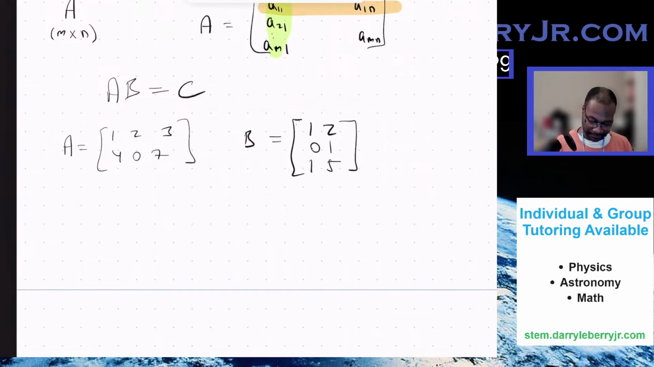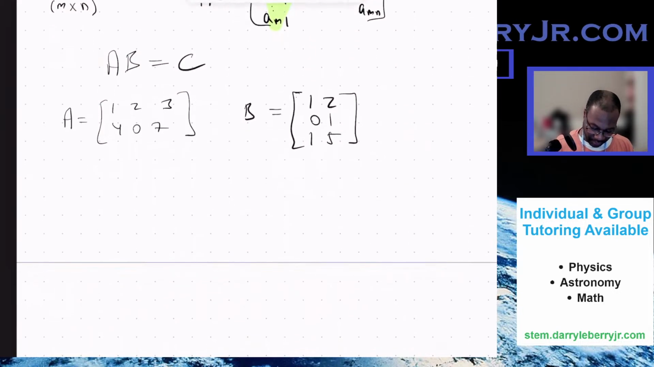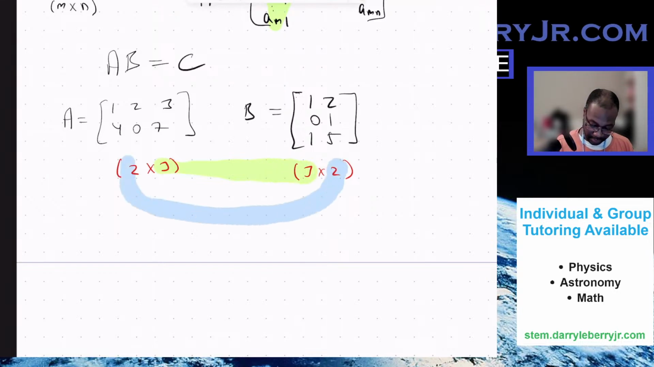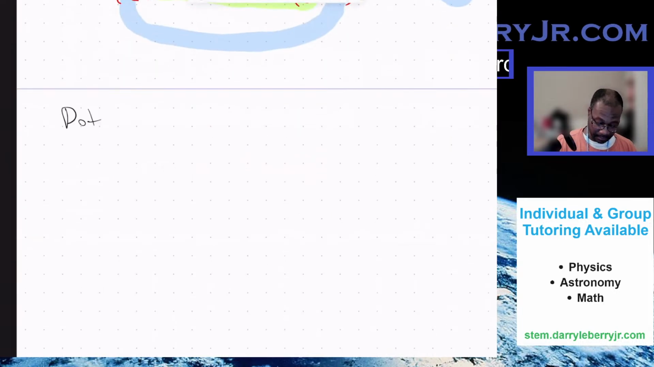So those are matrices. Now, one detail about matrix multiplication: this is 2 rows, 3 columns, and this is 3 rows, 2 columns. So the inside numbers have to be the same, and then the outside numbers will determine what the matrix will be as a result. So C will be a 2 by 2, since 2 is on the outside of each. So first we'll have matrix multiplication, the dot product way.